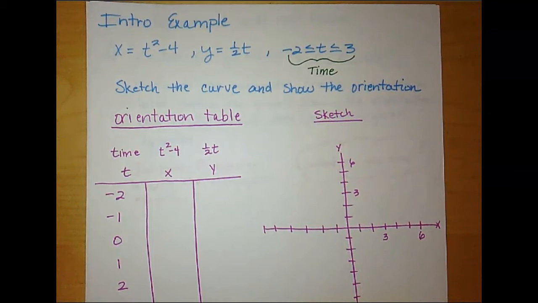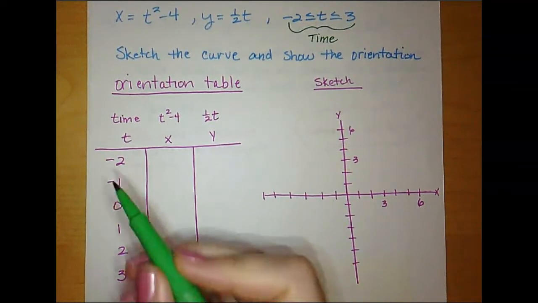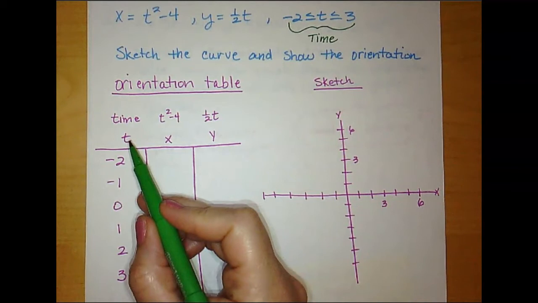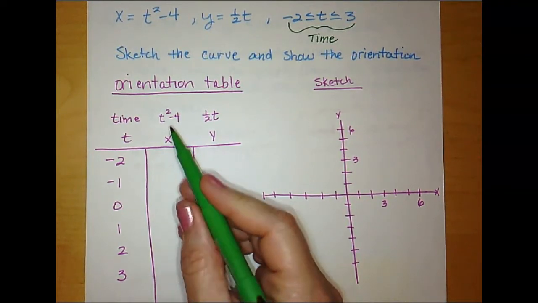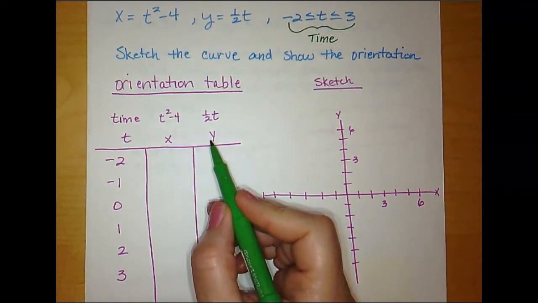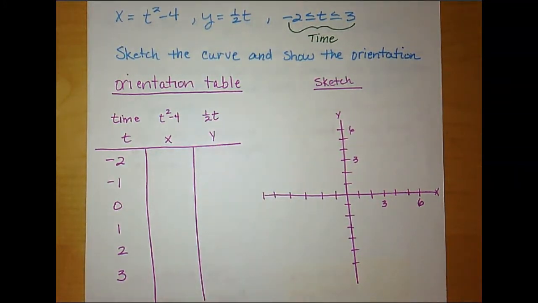So what we're going to do is sketch the curve, and we're going to show the orientation. The first thing you're going to need is an orientation table for the problem. An orientation table is a 3-column table. It starts with time values. If you know them, you use them. If you don't, you'll have to figure out what reasonable time values are. You're going to have an x column, which represents that equation, and a y column that's represented by that equation. Since it gives us time -2 to 3, we're going to calculate several time values. But sometimes your orientation table can be as minimal as 3 points or have more.